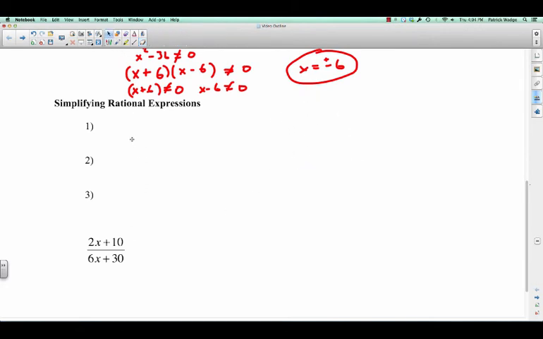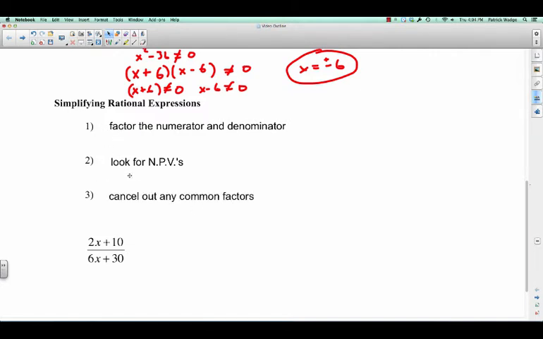So there's 3 steps. You're going to factor both the numerator and the denominator. So lots of factoring. You're going to look for the non-permissible values, the NPVs. You must do this in this order, by the way. And you're going to cancel out any common factors. You have to do step 2 before step 3, and I'll show you why in a second. Okay, step 1, we're going to factor numerator and denominator.